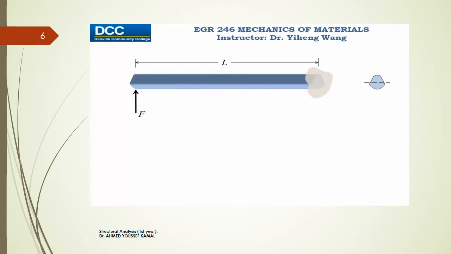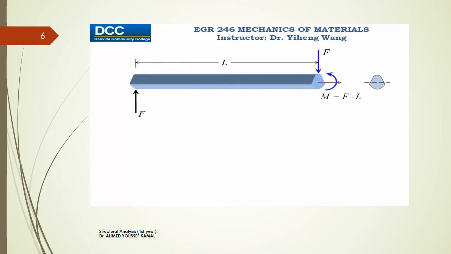Let's look at a very simple structure. We have a straight beam with length of L and given cross-sectional area. One end of this beam is fixed. The other end is subjected to a vertical force F, and we can analyze the internal shear force and bending moment in this beam. We first determine the support reactions at the fixed support. We have a force and a bending moment.